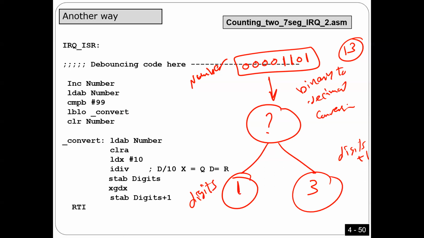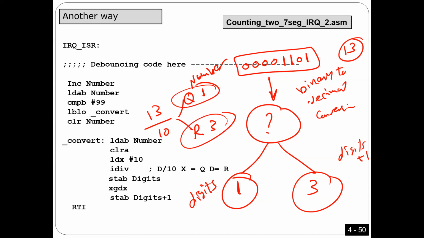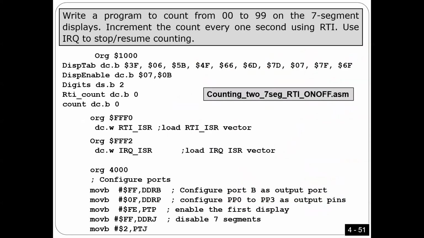So how can I do this conversion? The way you can do it, as I told you before, is to just divide by 10. This number is 13. When I divide by 10, the quotient is 1 and the remainder is 3. So now you have 1 and you have 3. That's it. Here I need to divide only one time. However, if you have more digits, for example, if the number is 255 with 3 digits, you have to divide 2 times, as you will see right now.